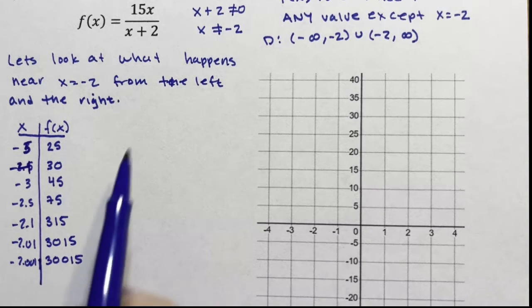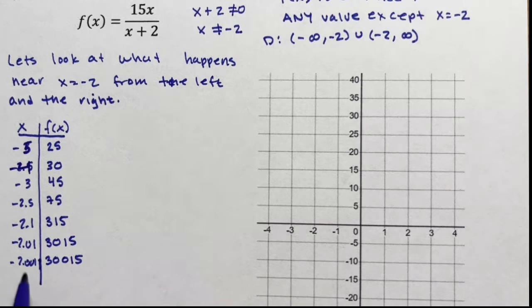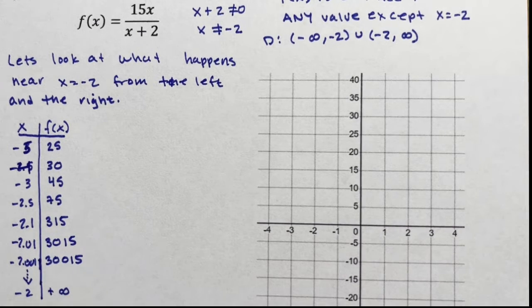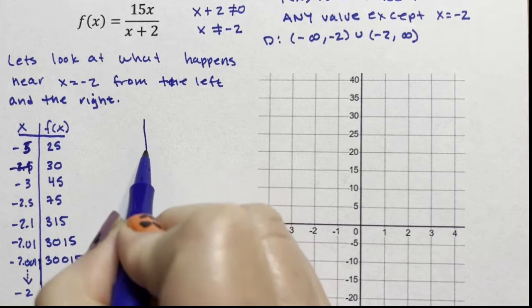I often have students tell me if we put 0 in the denominator of a fraction, it's just equal to 0. But as we get closer and closer to this negative 2, we are getting closer and closer to positive infinity. If you look at these numbers, they are exploding up. Let's look at it from the other side. Let's do this again.